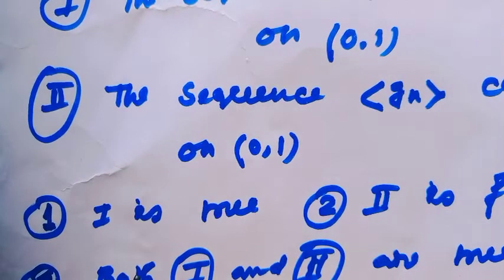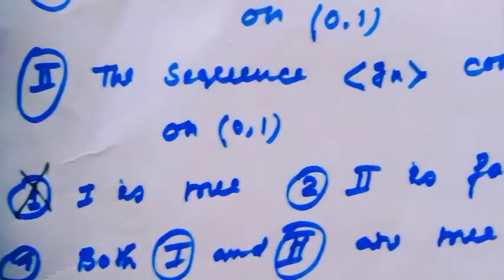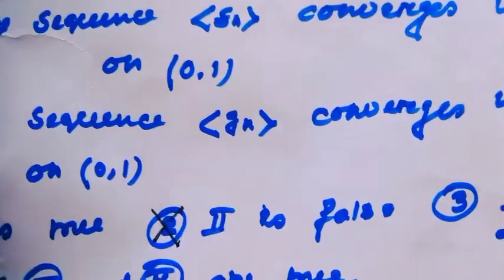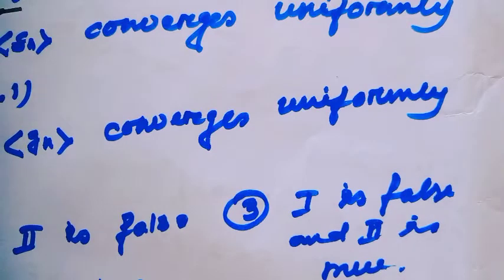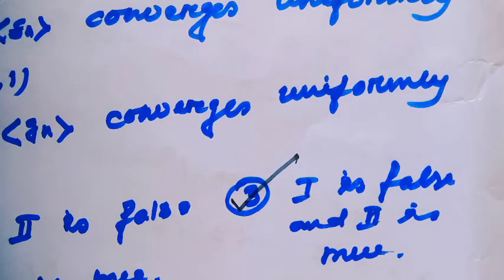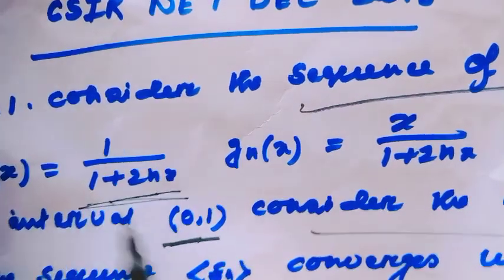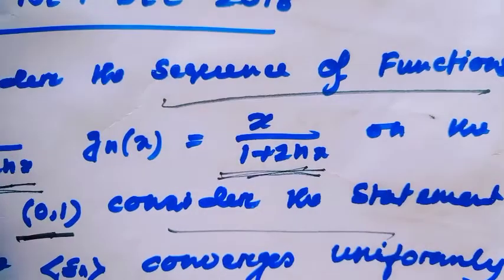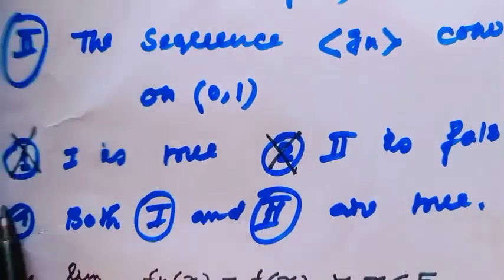First option is "1 is true", but I have got the first function is not uniform convergence. That means option 1 is the wrong option. Also option 2 is the wrong option. And option 3, "1 is false and 2 is true", this is the true option because I have got the given first sequence of functions is not uniformly convergent and the second sequence of functions is uniformly convergent. And option 4, both 1 and 2 are true, this is also the wrong option.